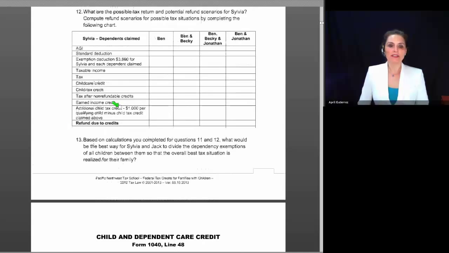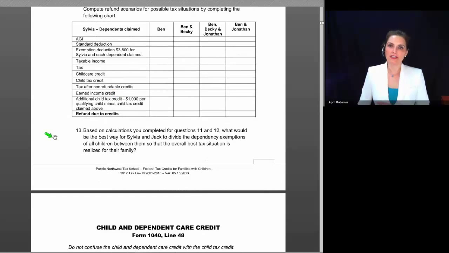And when we're all done, based on the computations that we've done for both Jack and Sylvia, what is the ideal tax return scenario for this couple and their children? What is the way that they could file legally? It's a legal tax return that the IRS would say, yes, it was done correctly. What way would they file legally where they share the dependents in such a fashion as that they maximize the overall refunds that they can get as a couple? That's the challenge for today's class.